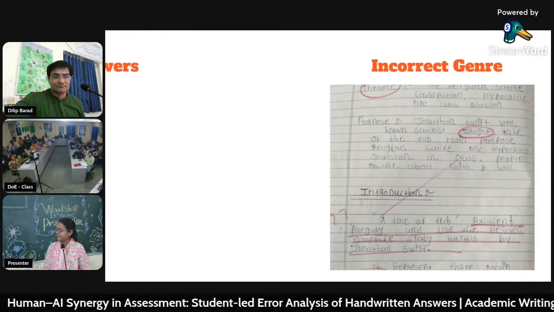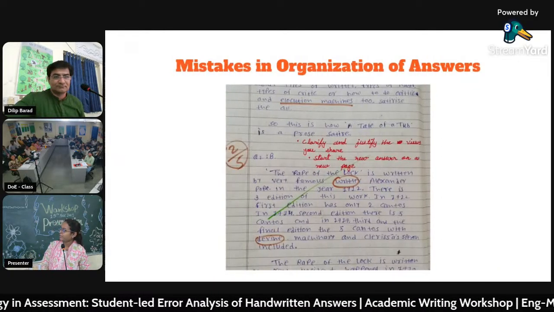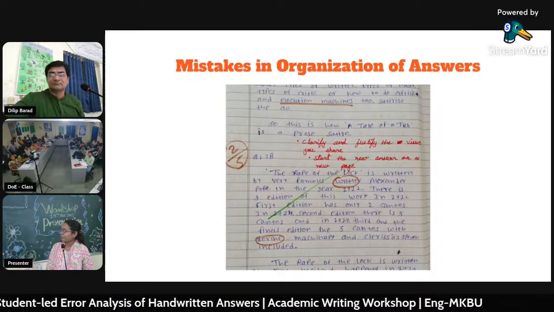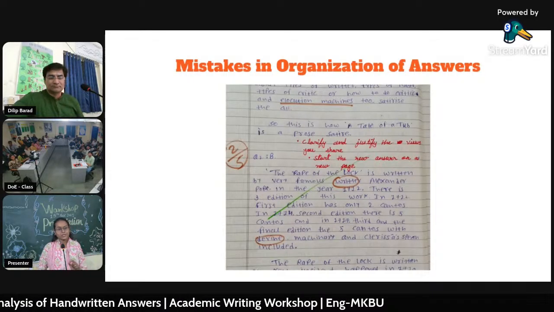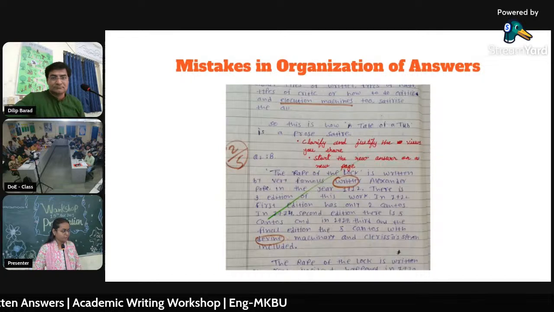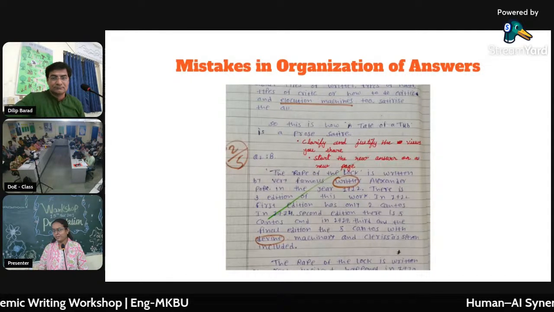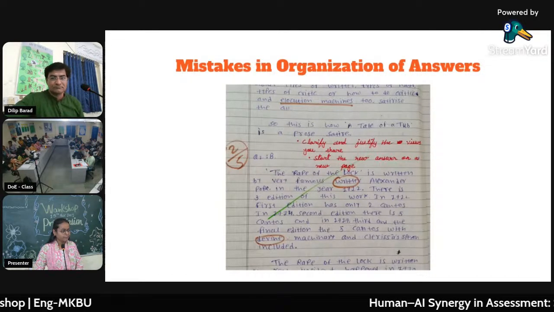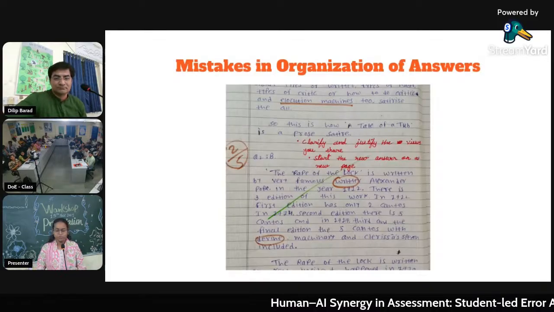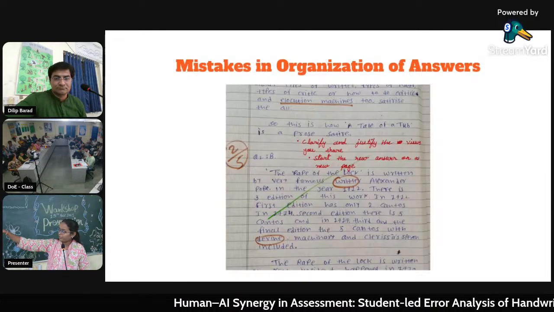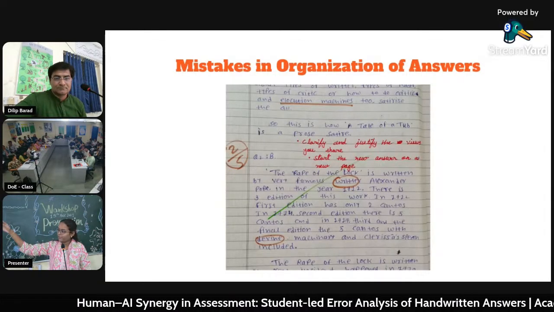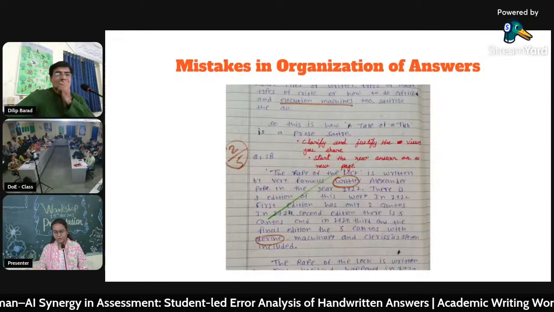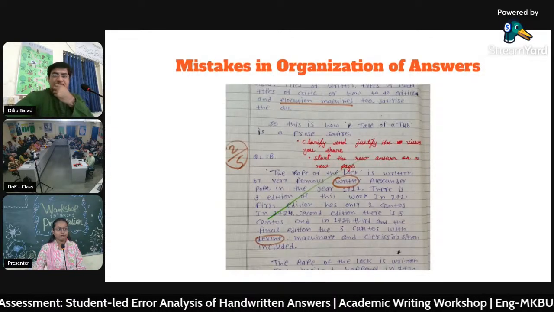Next, mistakes in the organization of answers. Always start new questions on a new page. You have enough supplementary sheets, you can use more, but write appropriately. When you complete question number 1, start your next question on a new page. These are things you have to remember.